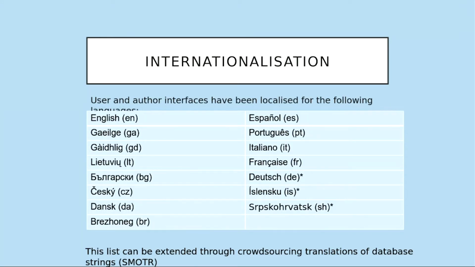The user and author interfaces have been localized for the following languages: English, Irish, Scottish Gaelic, Lithuanian, Bulgarian, Czech, Danish, Breton, Spanish, Portuguese, Italian, French, German, Icelandic, and Serbo-Croat. This list can be extended through crowdsourcing translations of the database strings using our bespoke Smotter interface. Anyone wishing to add an additional language can get in touch with the project team.